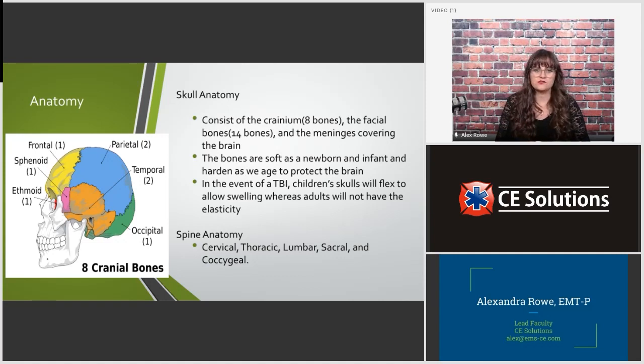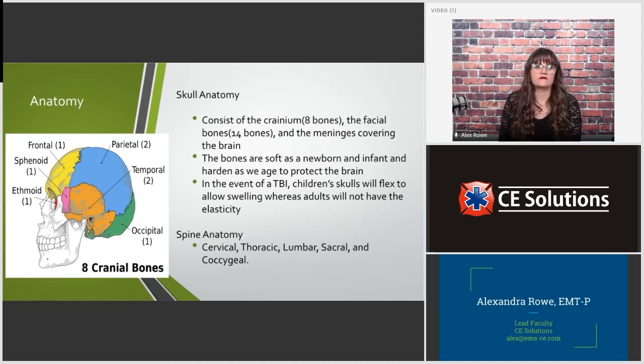Spinal anatomy. So we have the cervical spine, which, let's put some numbers, right? We have a total of 33 vertebrae. So cervical spine has 7 vertebrae, thoracic is 12, lumbar is 5, sacral is 5 fused, and then the coccygeal is 4 fused, bringing it to a total of 33 vertebrae.